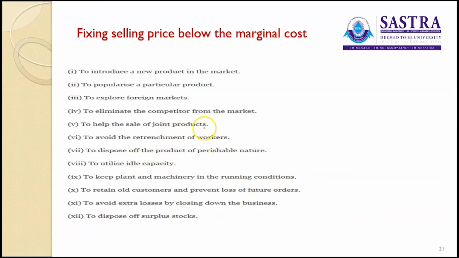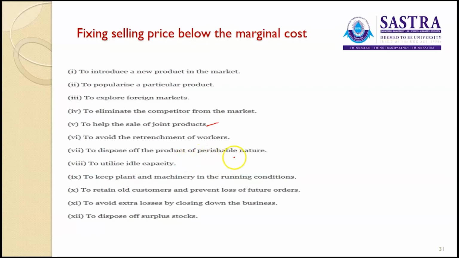Then to help the sale of your joint products. In a single manufacturer, you may have 2 or more products of equivalent value. Say for example, in case of sugarcane, we can have sugar, jaggery and other items, which are said to be joint products, of equivalent value. So when you are going to sell the joint products, then the prices can be fixed below your marginal cost. To avoid your retrenchment of workers, when you want to retain your workers and you don't want to send the surplus laborers, then you have to sell below your marginal cost.